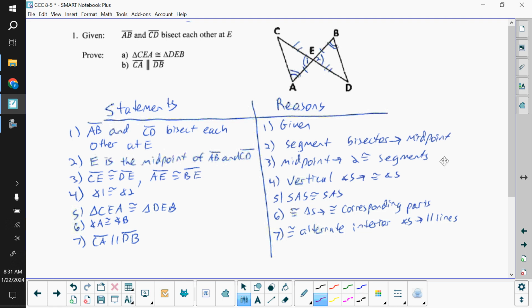I numbered them 1 and 2. And now we have two sides and an angle in between, so side angle side. That took care of part A. Part B, we wanted to prove CA and DB were parallel, so get a set of congruent alternate interior angles. So we'll say angle A is congruent to angle B, and that's by our congruent triangles implies congruent corresponding parts. And then we get that CA and DB are parallel because we had congruent alternate interior angles, which implies parallel lines.